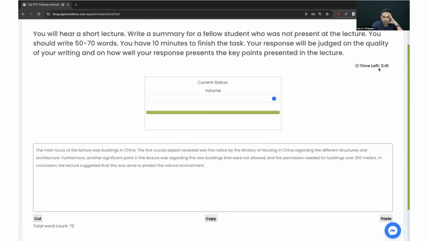Now you only have 3 minutes left. Let's proofread properly so that we don't have any spelling mistakes.